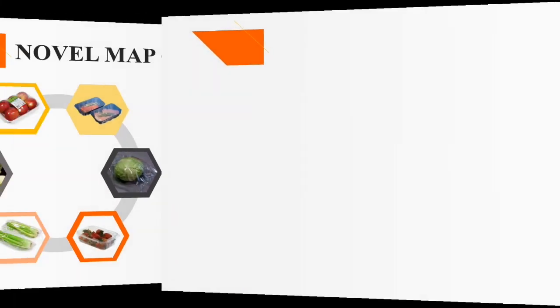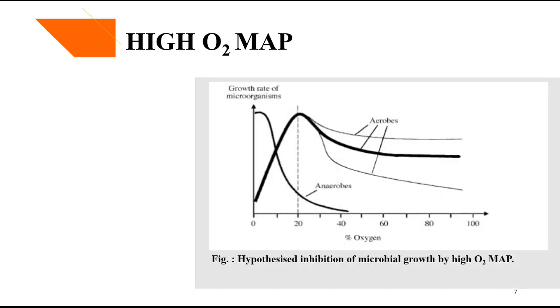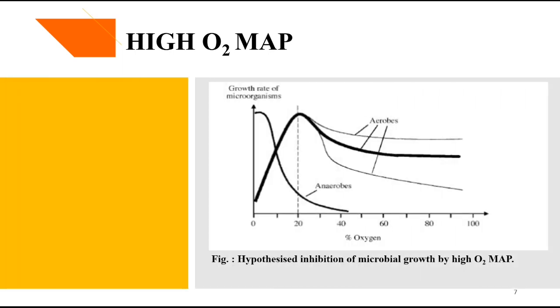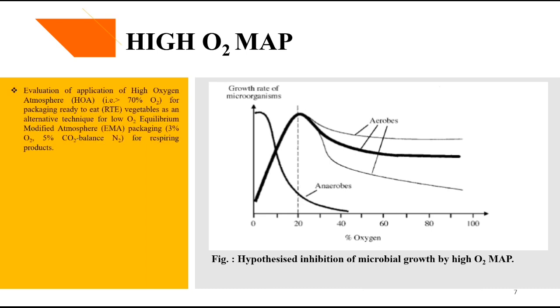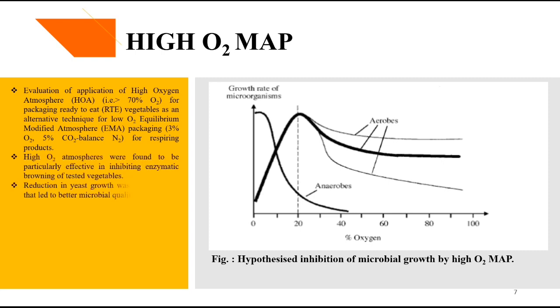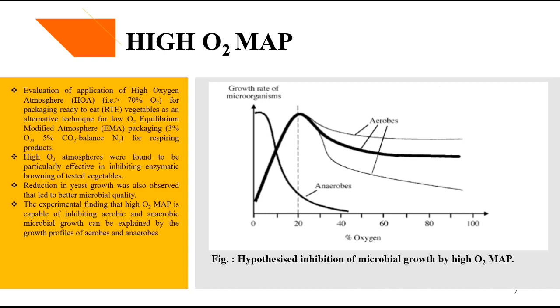Now let's dig a little bit deeper into high oxygen MAP. Information gathered by various authors during the early 1990s revealed that a few prepared produce companies had been experimenting with high oxygen MAP and had achieved some surprisingly beneficial results. But high O2 MAP was not exploited commercially during that period, probably because of the inconsistent results obtained.